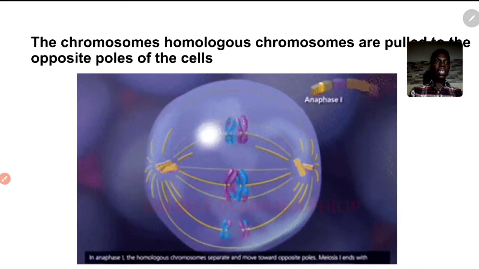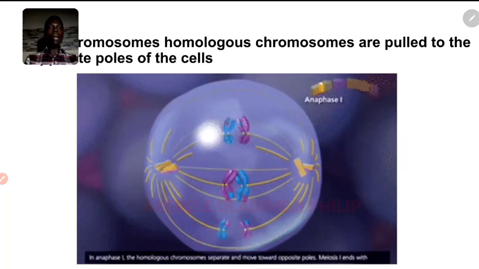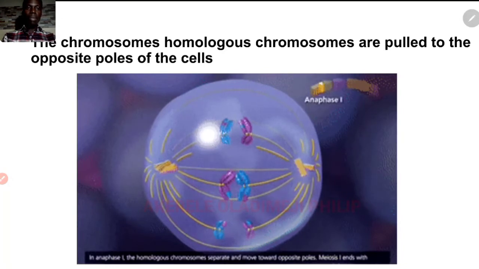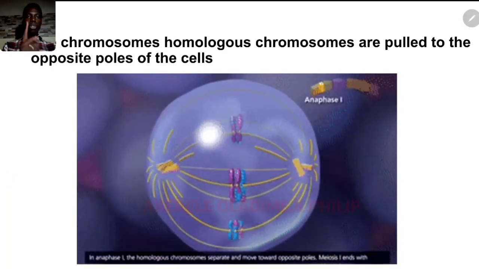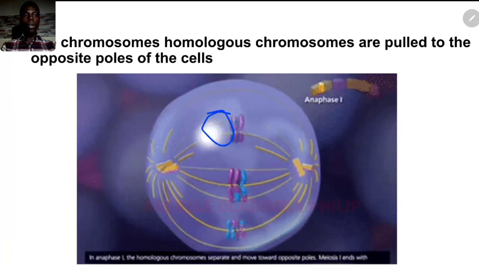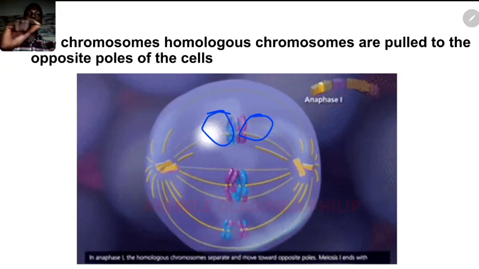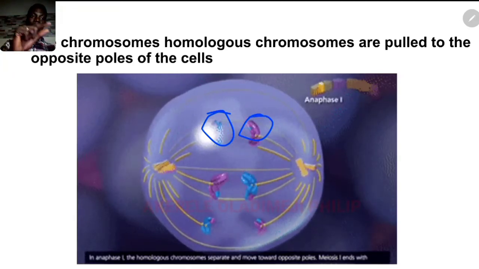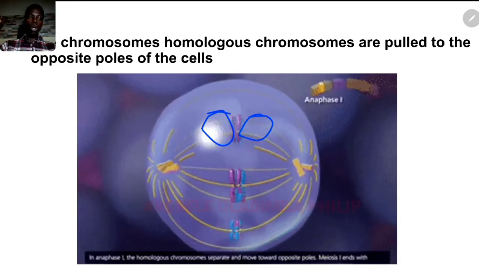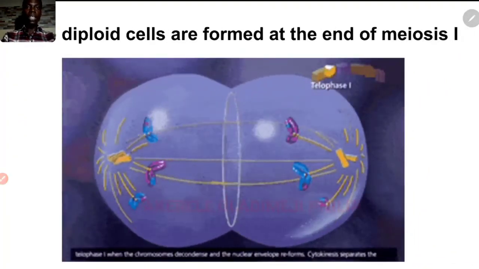Then the next thing that happens is the homologous chromosomes are pulled to the opposite poles of the cell. Let me tell you what that means. Take note of what I'm going to show you now. This is an entire pair of chromosomes moving. Take note of that, I'm going to make reference to this much later. The entire pairs of chromosomes are the ones moving to the opposite poles of the cells. This is anaphase 1 happening in meiosis 1.